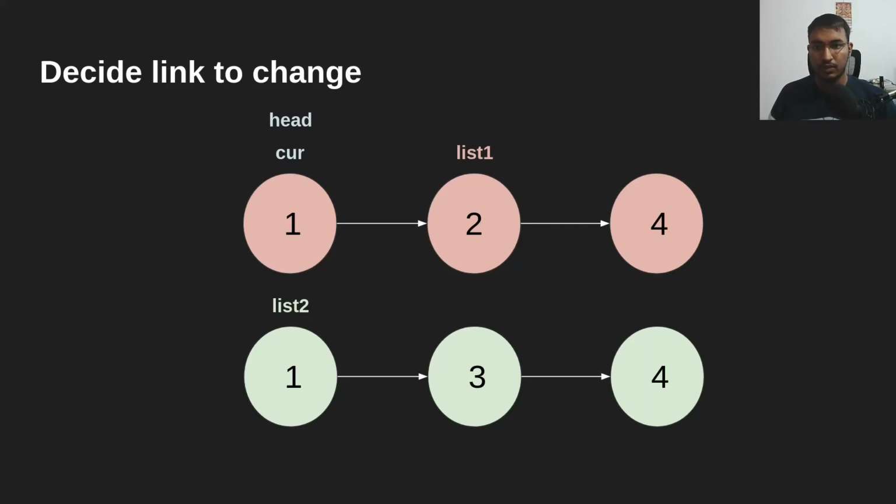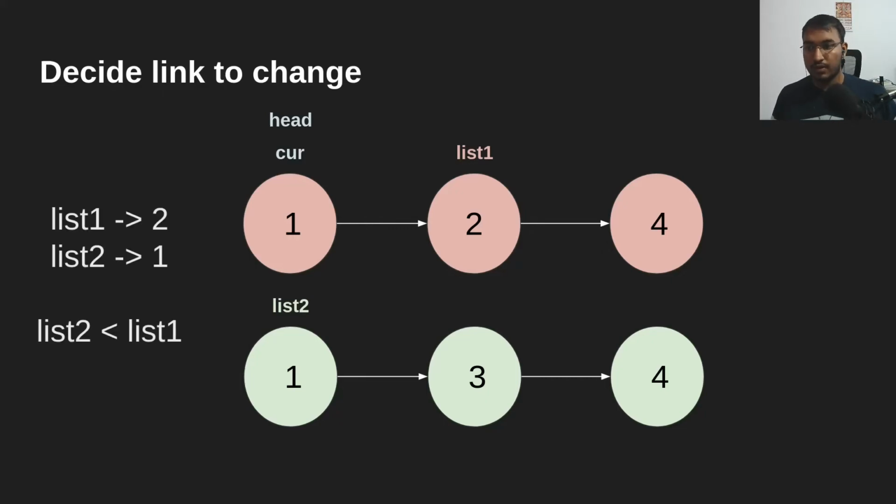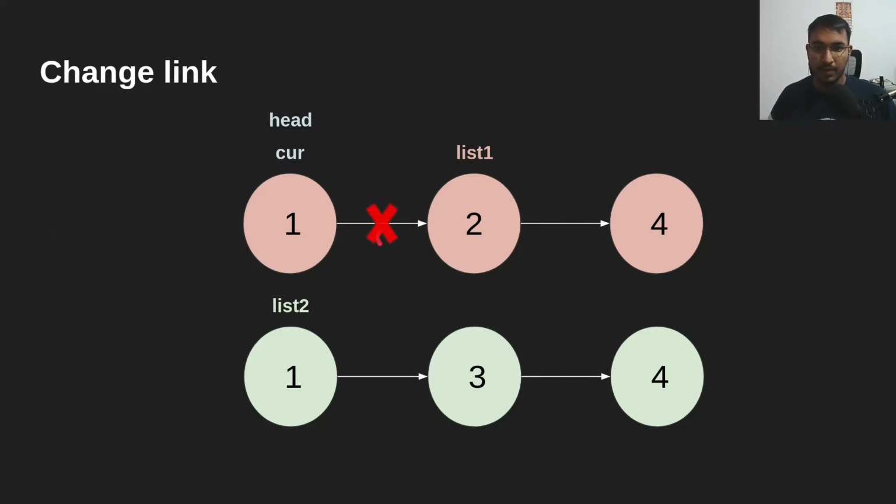As we have seen in the intuition part, we were changing the links. So list 1 is currently pointing to 2 right here, and list 2 is currently pointing to 1 right here. So here list 2 is less than list 1. So it makes sense that we remove this link for current, and then we have removed the link. Now we want to establish a link via current. So we say current next will be pointing to list 2. So we have established this link right here.